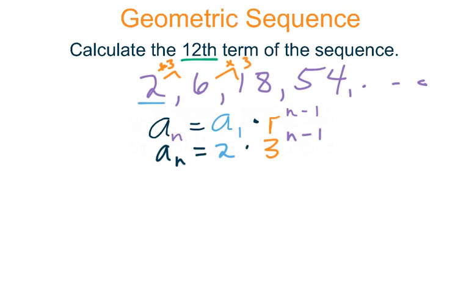Let me clarify real quick. The 2 is the first term. The 6 would be the second, then the third, the fourth. We want to figure out what the 12th term is, kind of trying to solve a mystery here. All right, well, let's do that.